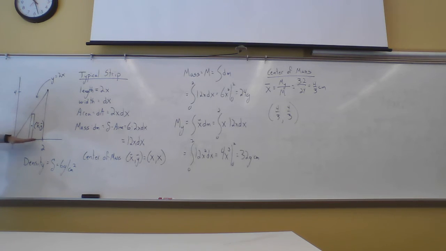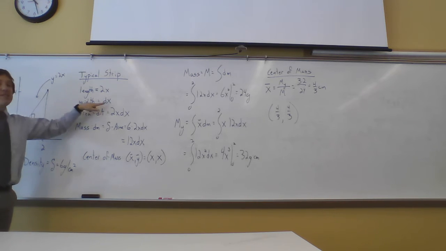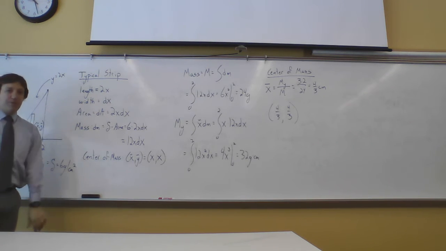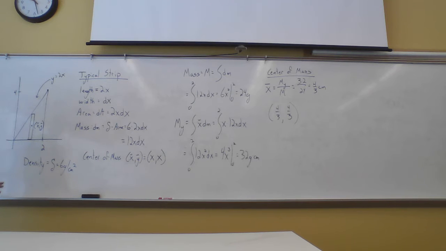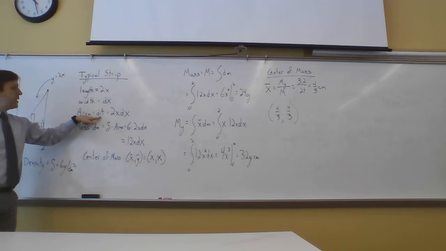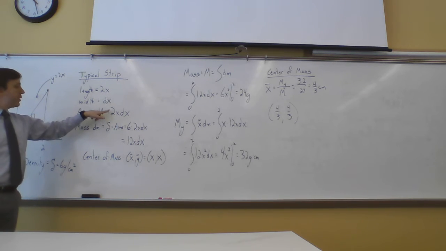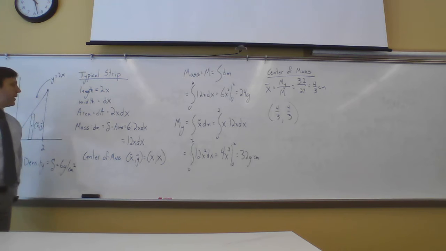Its length is going to go from the x-axis up to the equation y equals 2x. So its length is 2x, and its width is just going to be dx because we're going to make that width be ridiculously small. Combine those two things and we can get the area for our typical strip. The area, or dA, is equal to 2x times dx.